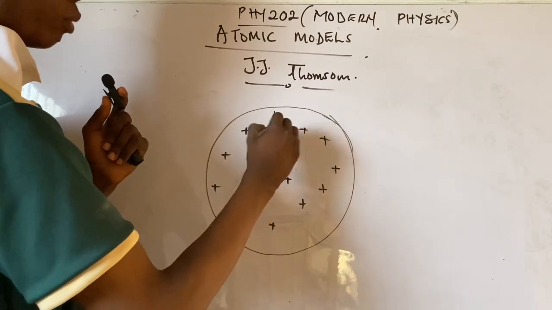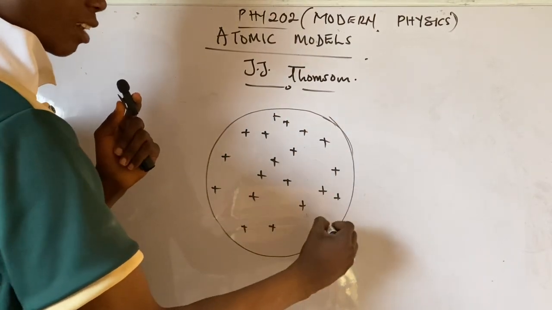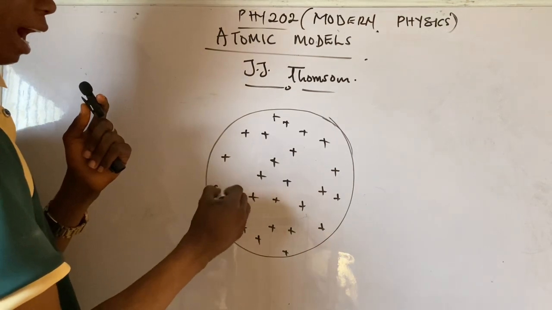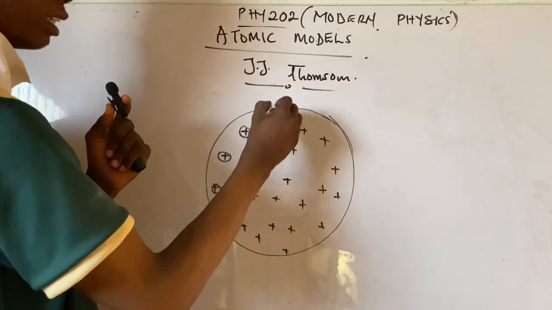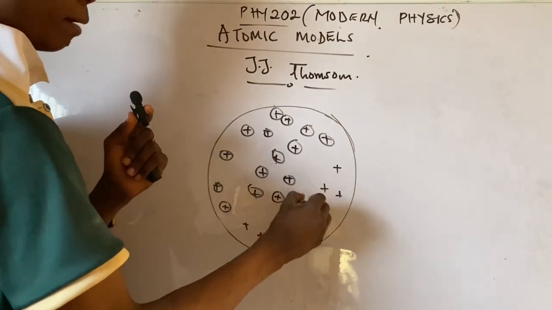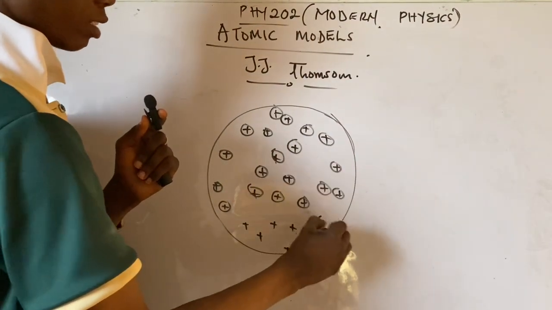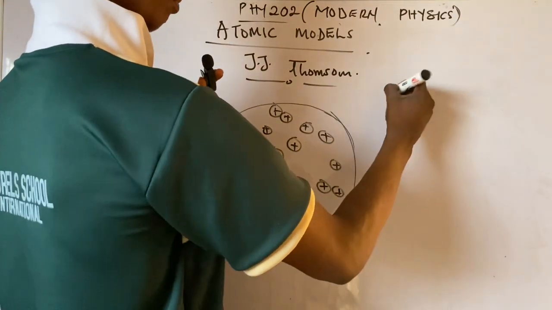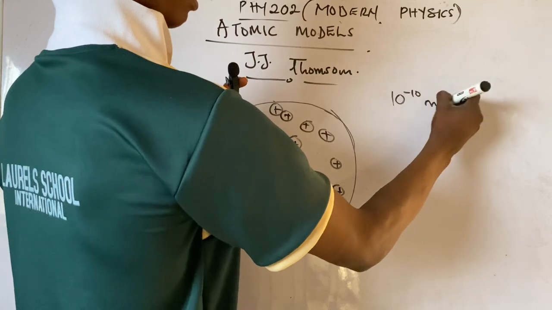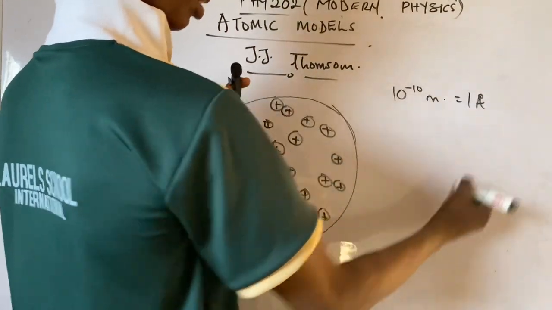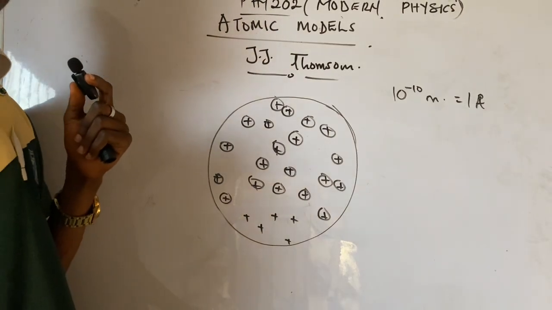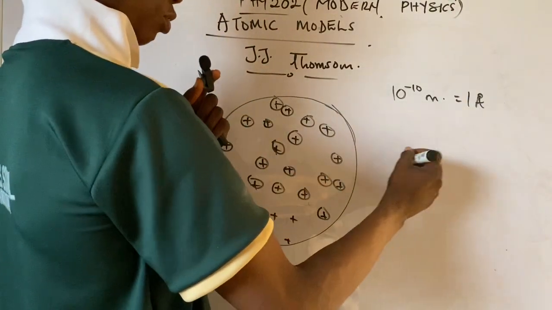Don't forget that everything we're mentioning here, this atom, is extremely small. It is not seen by the normal eye at all. It is seen by electron microscope. The radius of an atom is 10 raised to the power of minus 10 meters, which is equal to 1 angstrom.